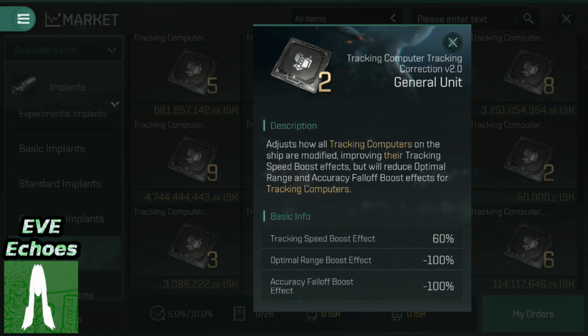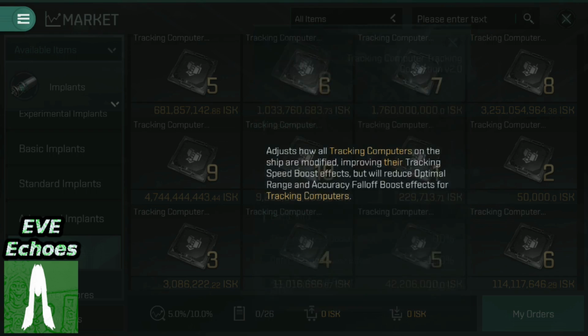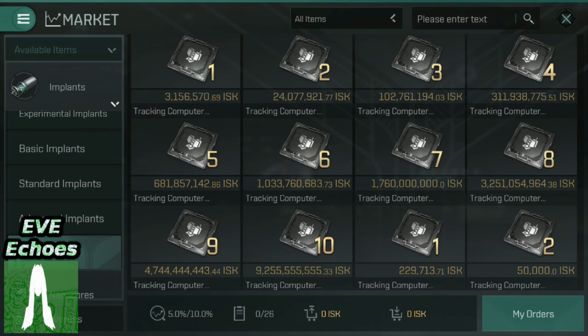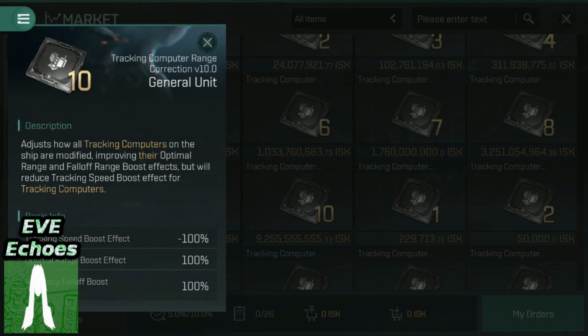By now you've probably noticed in the market that there are a fair few general units for the tracking computer in question. Well, every general unit comes in 10 levels of quality, with level 10 general units being the best possible variants. You'll notice that the downsides of each general unit remain the same throughout levels 1 through to 10. But what does change, however, is the bonus that you receive. I'm just going to bring up a level 10 for an example before I carry on.